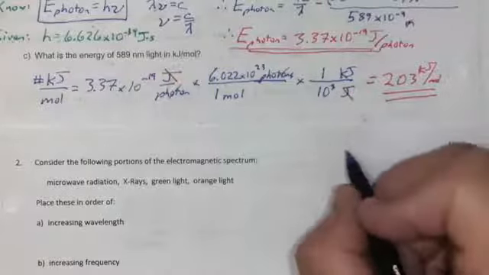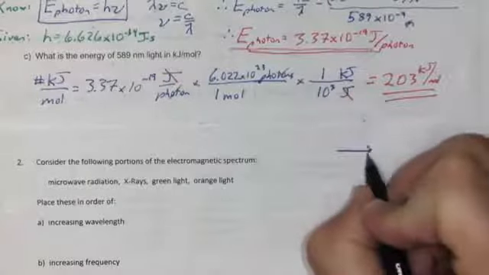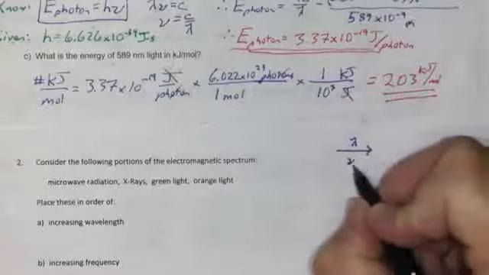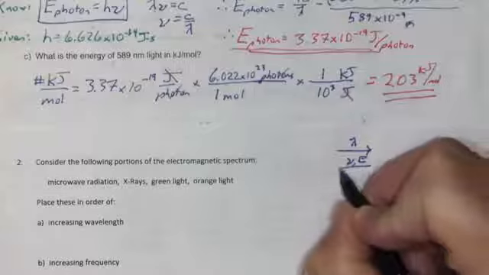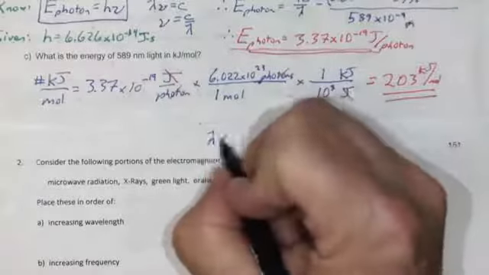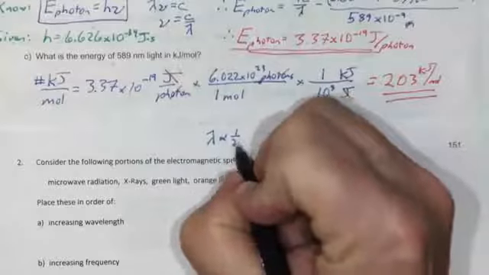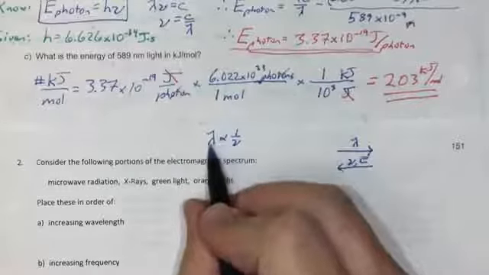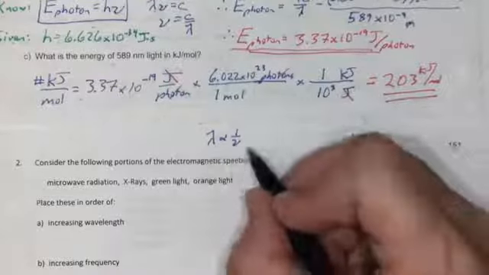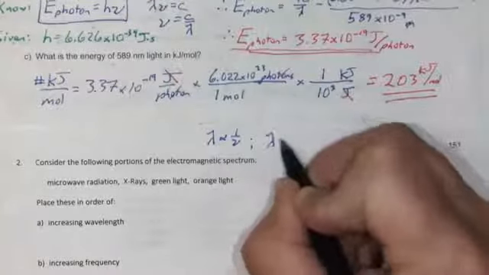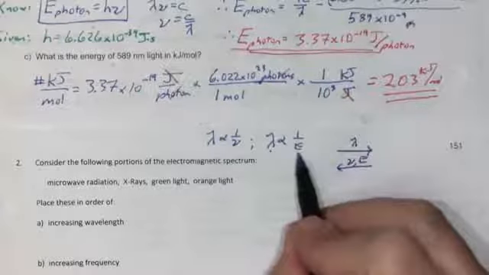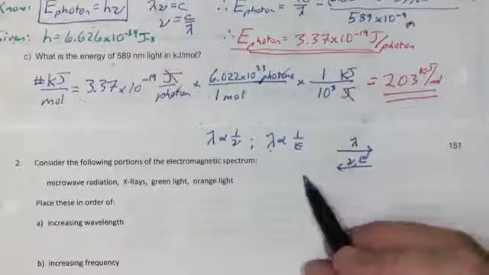Now what I like to do is think of this from left to right in order of increasing wavelength, but in order of increasing frequency and energy from right to left. Remember that a wavelength is inversely proportional to frequency. As the frequency increases, the wavelength decreases. As the frequency decreases, wavelength increases. And also, wavelength is inversely proportional to energy. The shorter the wavelength, the greater the energy. So energy is increasing from right to left.